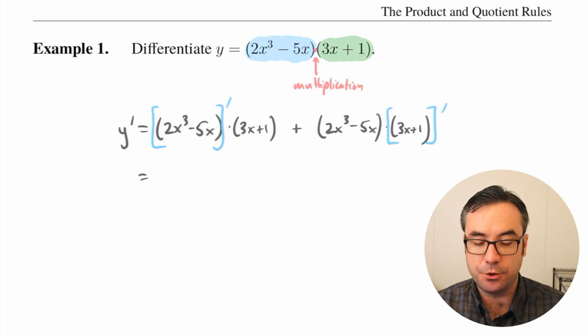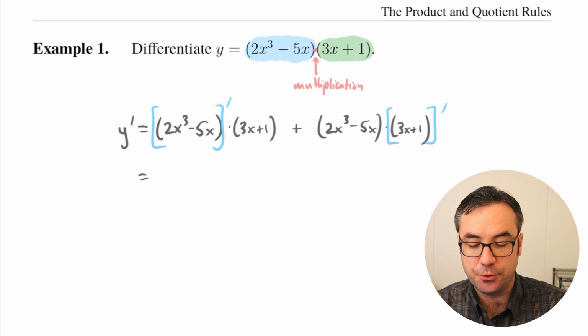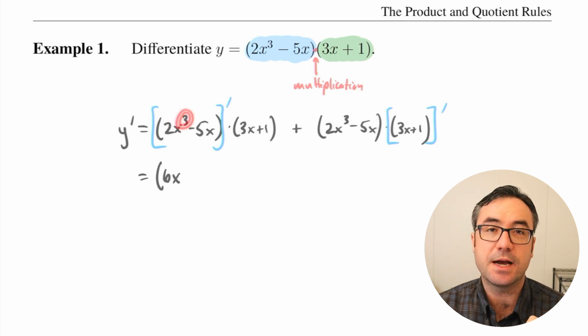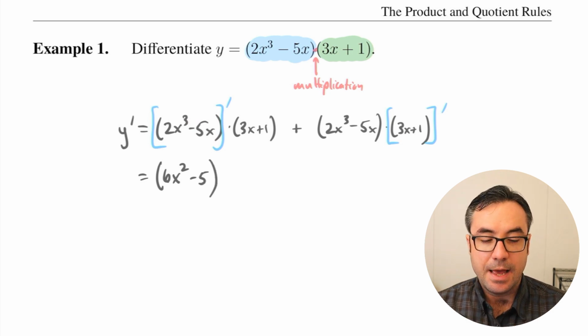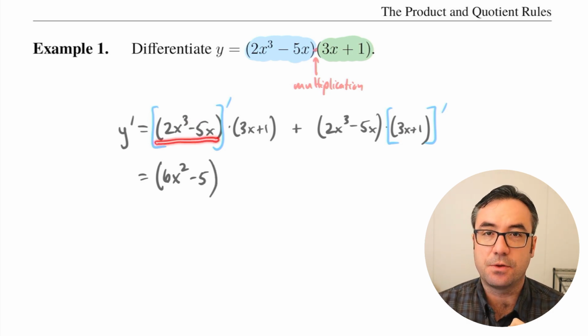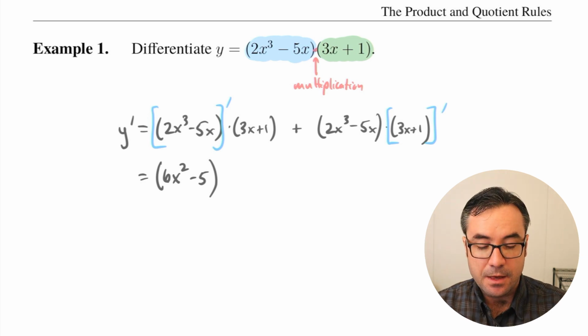Derivative of 2x cubed, we do some power rule, bring the 3 down, multiply it with the 2, so we get 6x, and then we subtract 1 in the exponent, so that gives us a squared. And then the derivative of minus 5x is just going to be minus 5. And then that differentiates this whole thing, so we're done there.